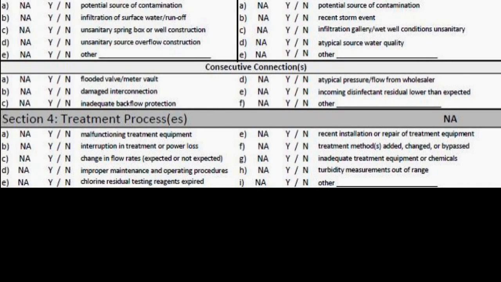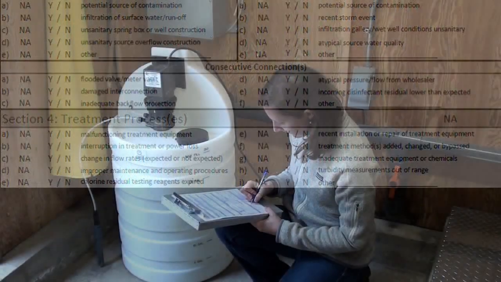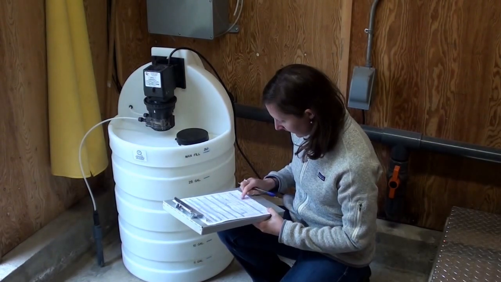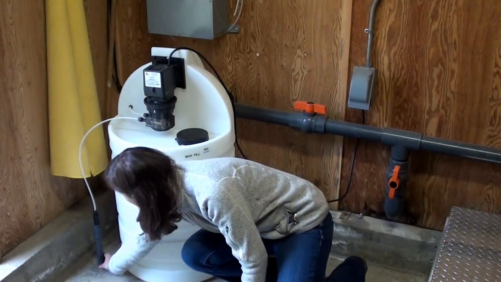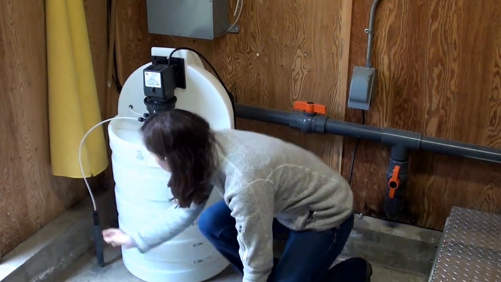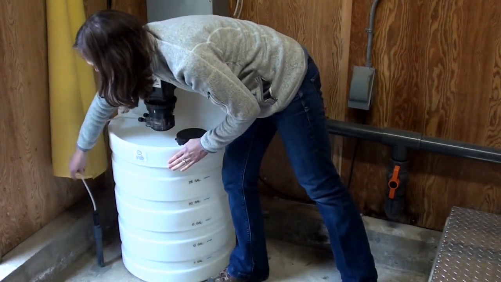The next section of the assessment requires that an operator check all treatment equipment to ensure proper function. If you operate a TNC system that doesn't have any treatment, circle NA in the gray section bar and move on to the next part of the assessment. If your system does utilize treatment, changes to the operation and maintenance of treatment equipment can have a large impact on the potential for contamination.